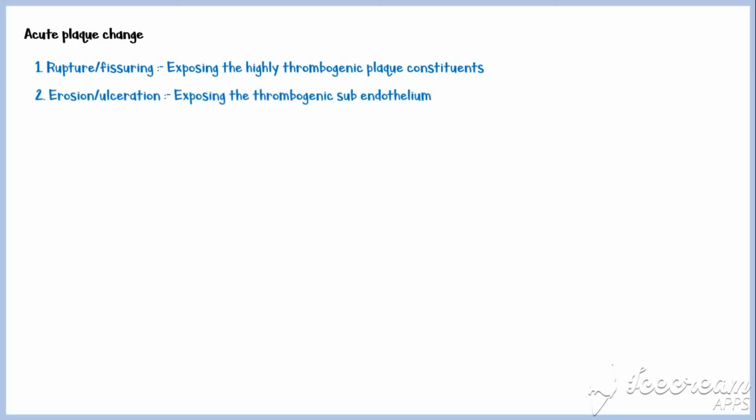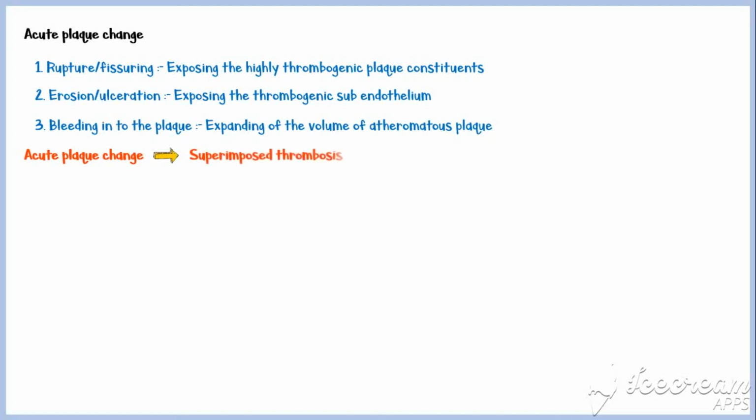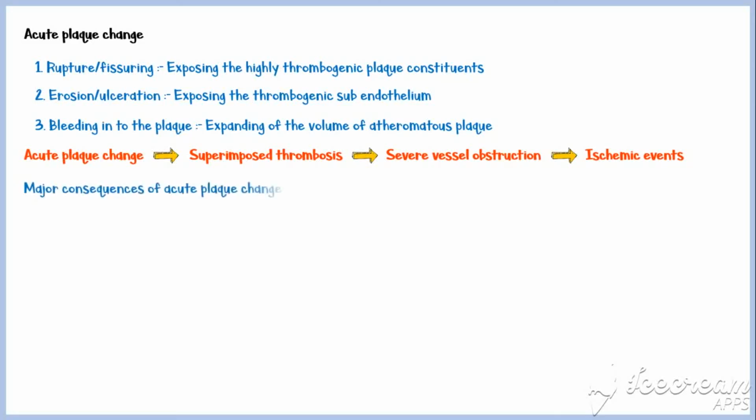Acute plaque changes fall into three principal categories: rupture or fissuring, exposing the highly thrombogenic plaque constituents; erosion or ulceration, exposing the thrombogenic subendothelium; and bleeding into the plaque, expanding its volume. Acute plaque change leads to thrombosis on the damaged endothelium, leading to severe obstruction of the vessel lumen. And this will ultimately lead to ischemia to the affected organ or tissue, and if the thrombus completely occludes the vessel lumen, infarction results. Major consequences of acute plaque change include acute coronary syndrome and stroke.